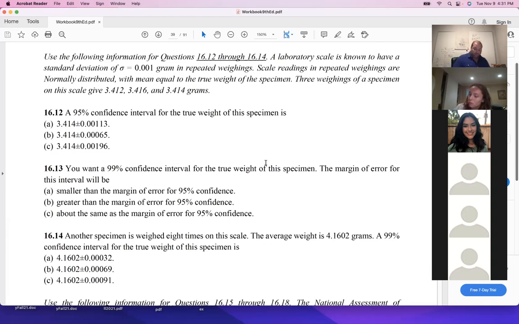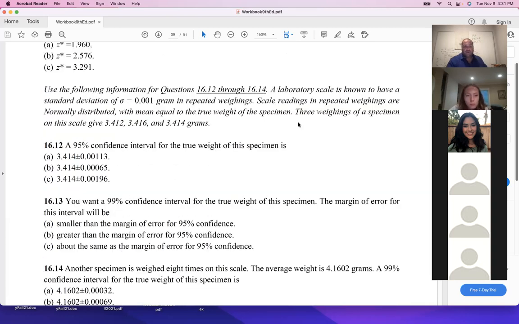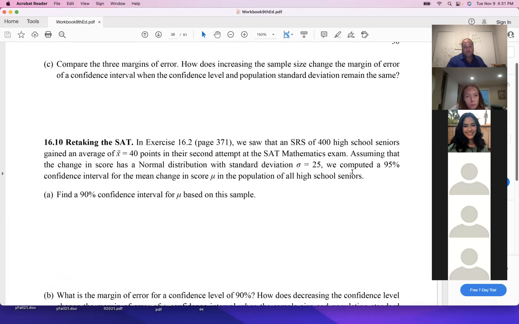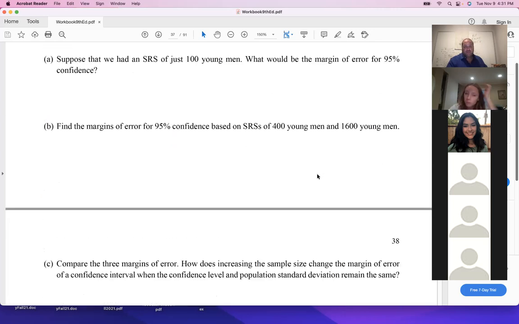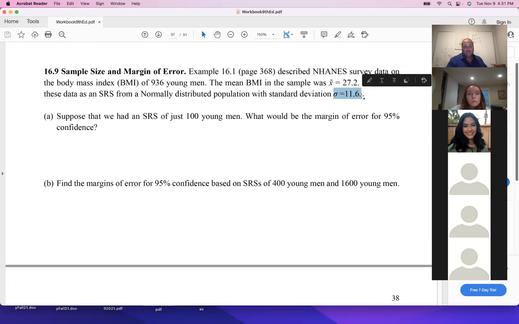Okay, next one, number 12, go. Oh, I have some chats. One second, chats. I always listen for what was sigma in the last one? They gave it to me. It was 11.6. The question literally said, where is it? It's right here. Sigma equals 11.6.